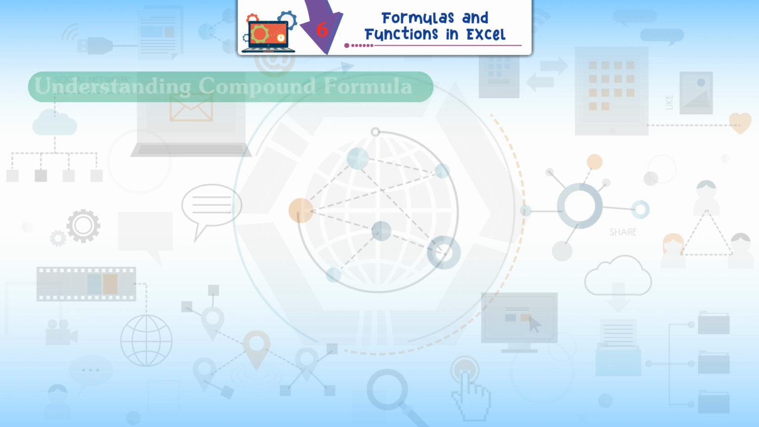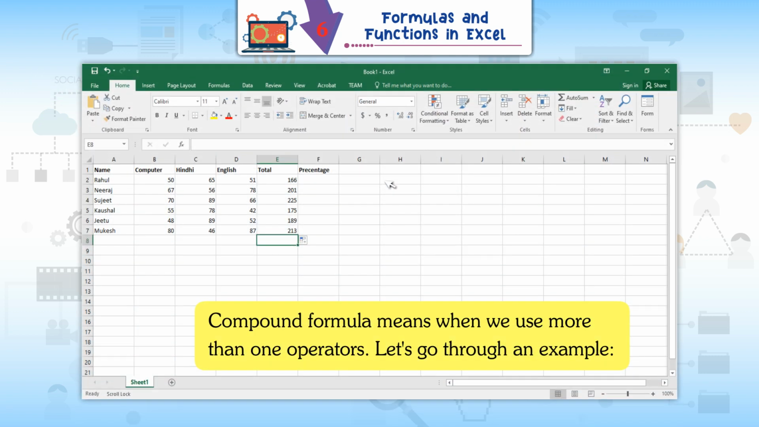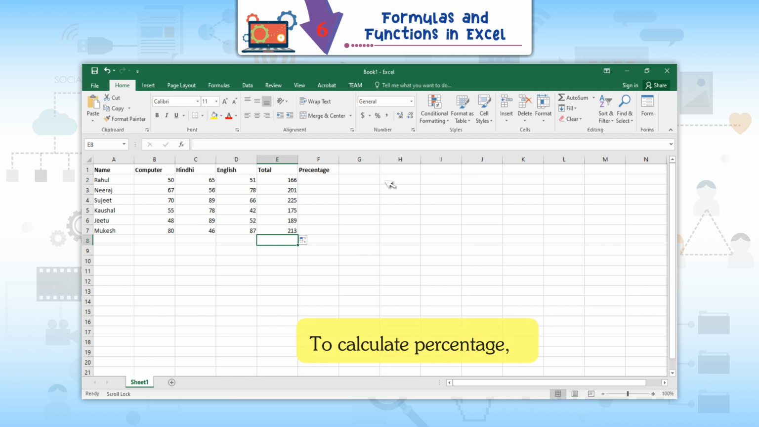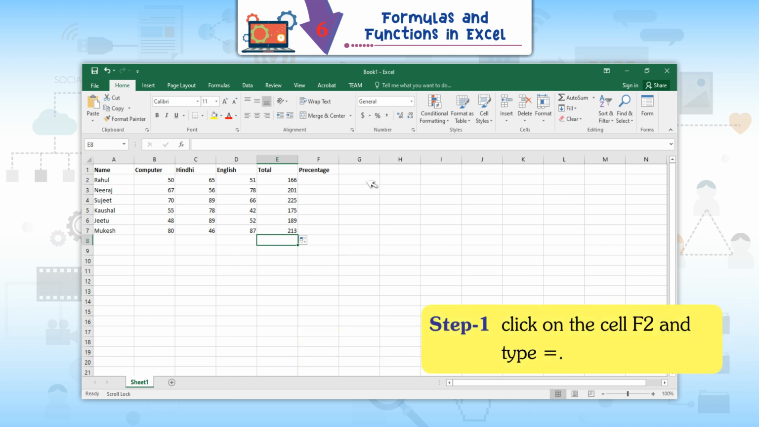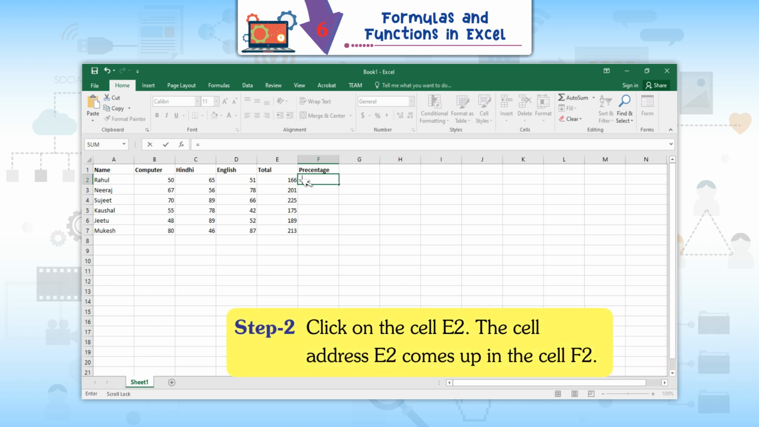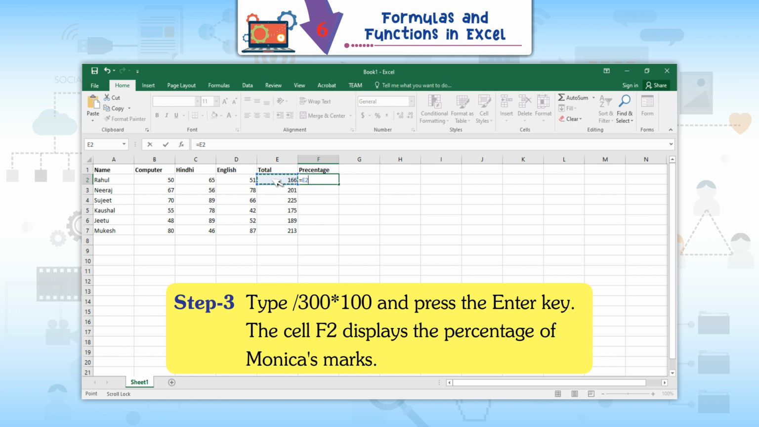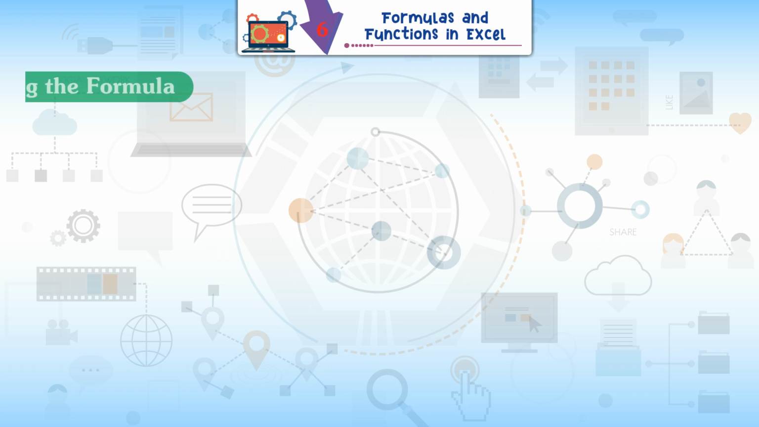Understanding compound formula. Compound formula means when we use more than one operator. Let's go through an example to calculate percentage. Step 1. Click on the cell F2 and type equal to. Step 2. Click on the cell E2. The cell address E2 comes up in the cell F2. Step 3. Type /300*100 and press the Enter key. The cell F2 displays the percentage of Monica's marks.